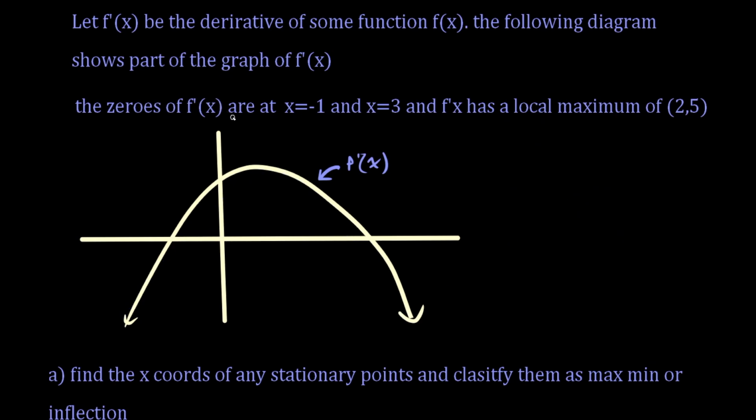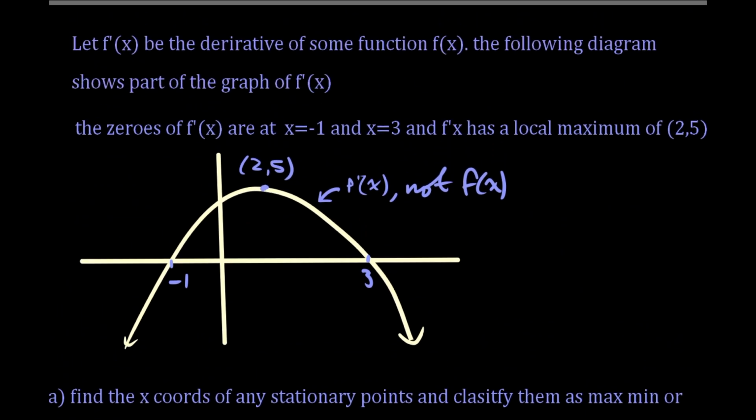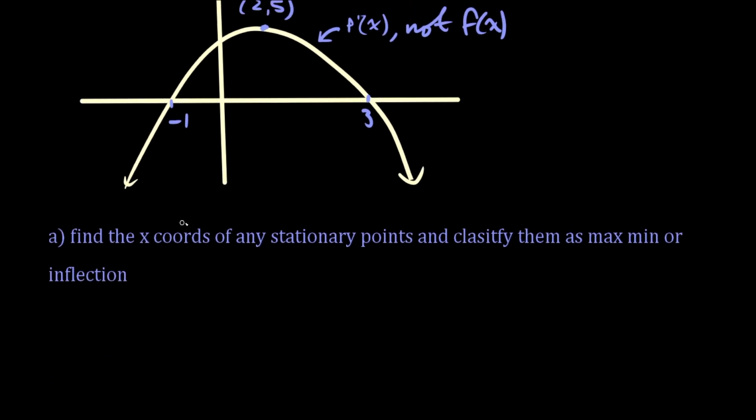So the zeros of f prime of x are at x equals negative 1, it's going to be this one, and x equals 3, so these are zeros. And f prime of x has a local maximum at (2, 5). So remember, this is f prime of x, not f of x, right? So we have to be wary when we're answering these questions that we don't answer thinking about the wrong function. So it asks us to find the x-coordinates of any stationary points and classify them as maximum, minimum, or an inflection.